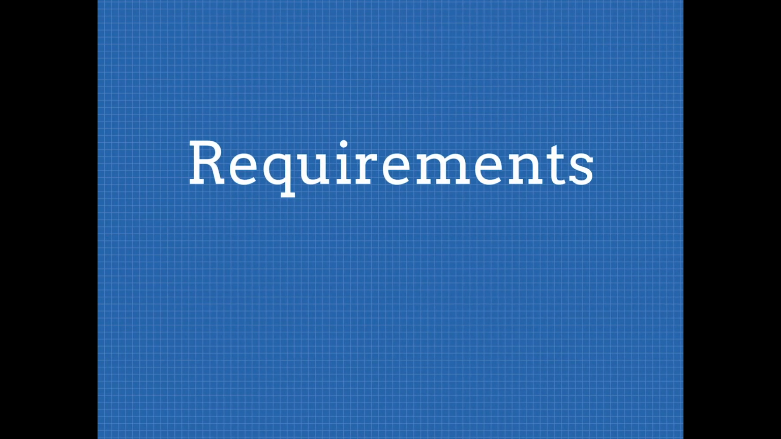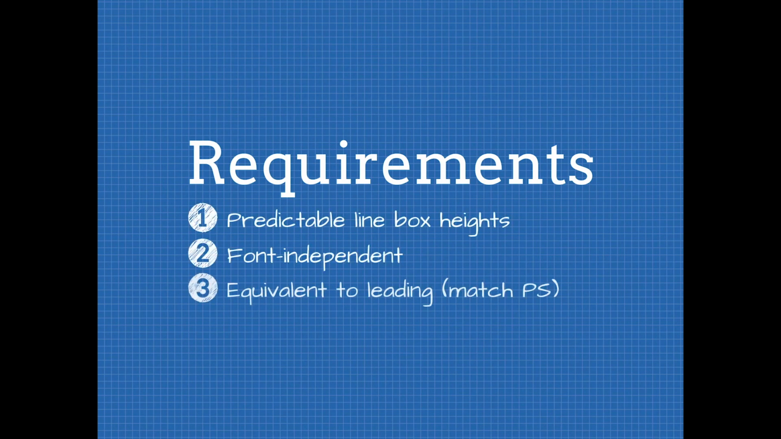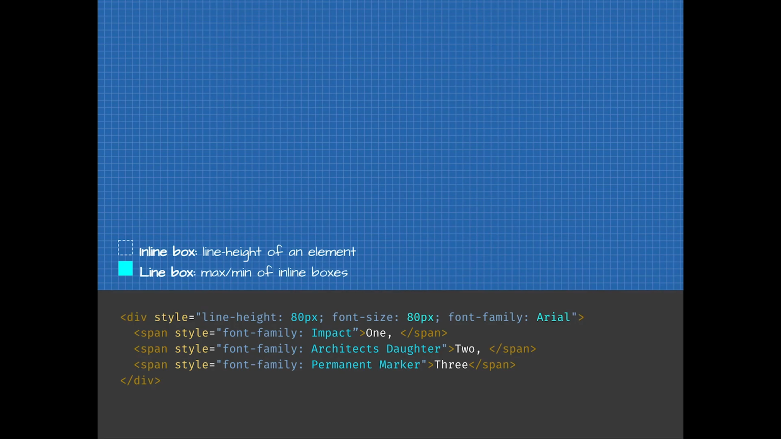So some of my requirements to make it match would be, okay, we need to have predictable line box heights. It can't be wonky and all over the place. And that's actually very close to number 2. It should be font independent. I shouldn't need to know these font metrics. And we want it to be equivalent to leading, which means we want that baseline to drop down to the bottom of that line box. So we're going to do this with 3 spans instead. And all those 3 spans have different fonts.